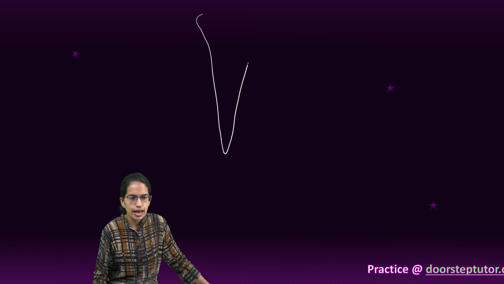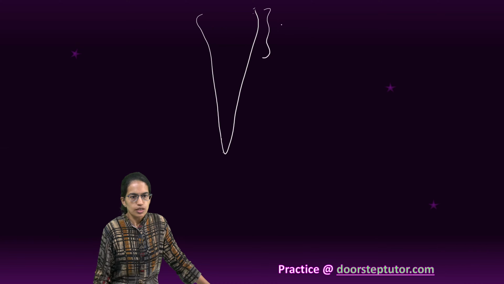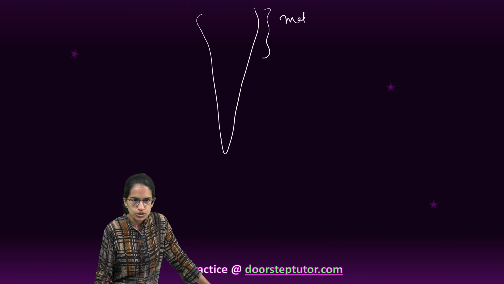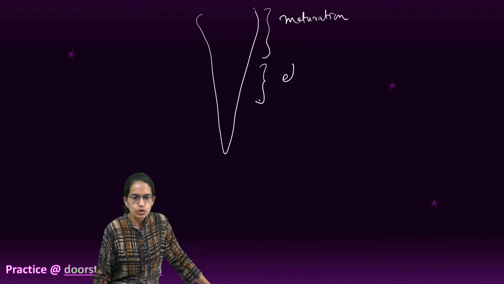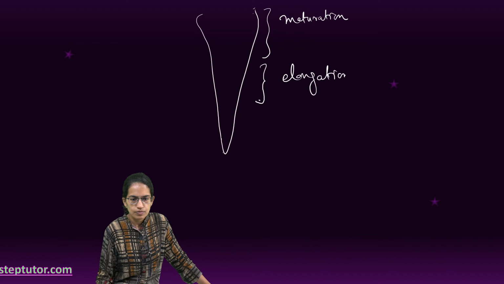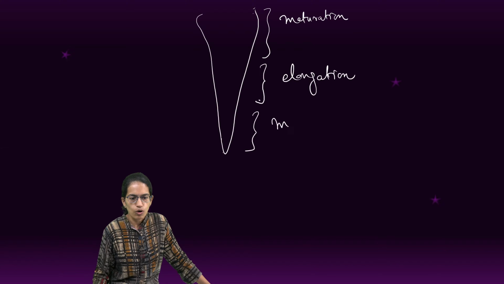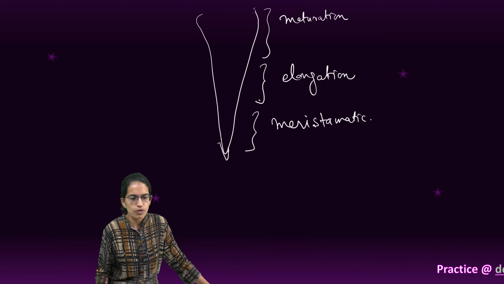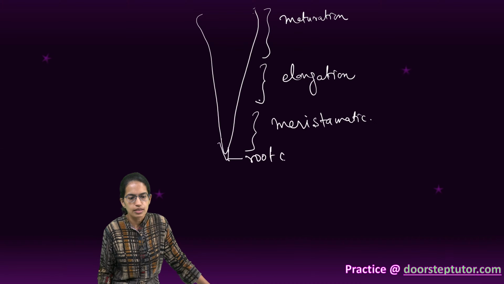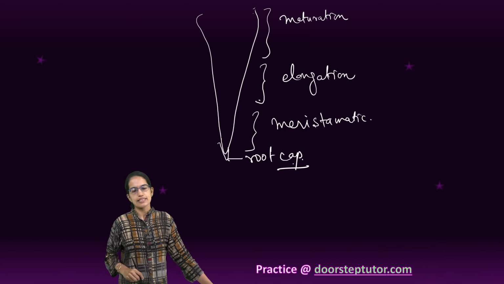Now coming on to the zones of the root. The root can be divided into three zones. The first is the zone of maturation. The second is the zone of elongation. The third is the zone of meristematic activities. Right? And on the bottom of it is what is known as the root cap. Now let's understand each of these.